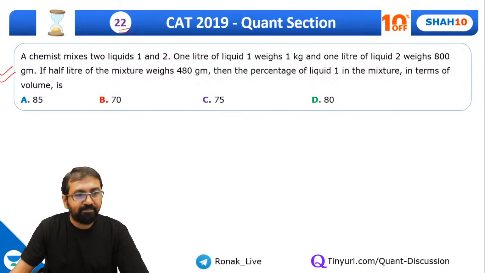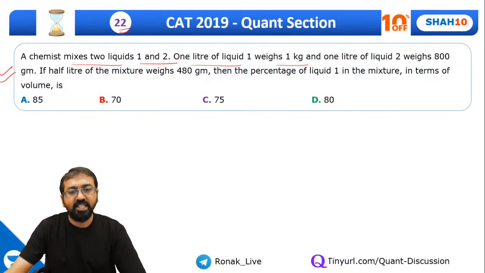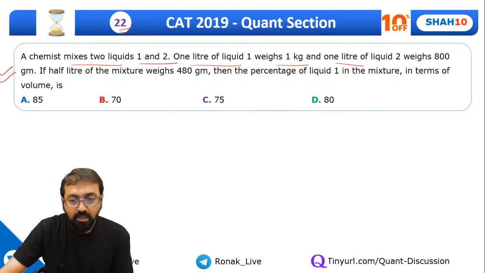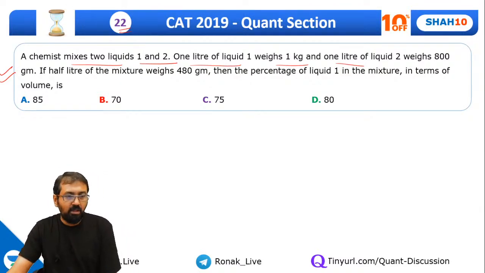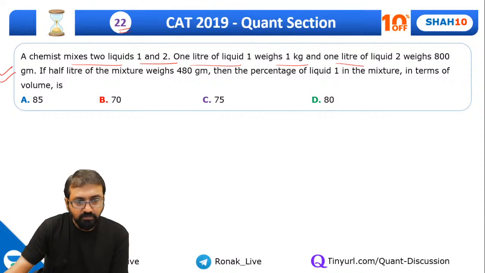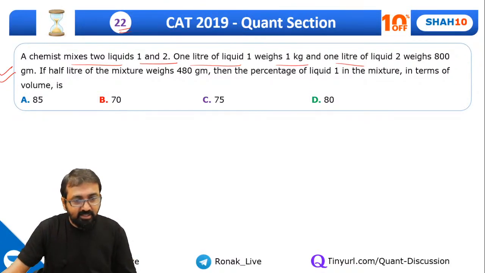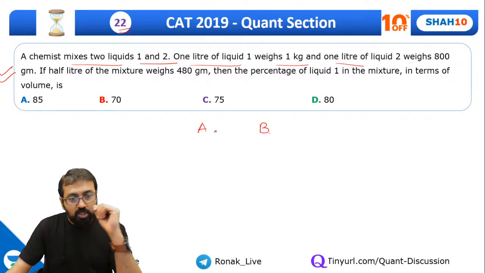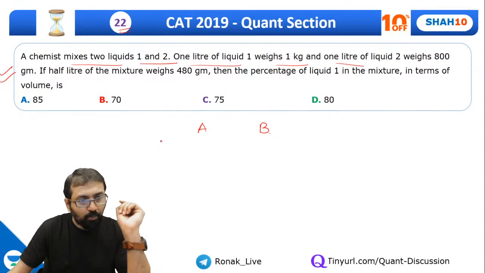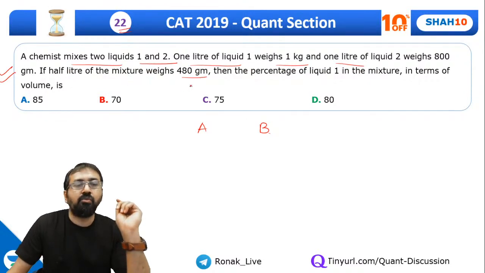I'm sure you should be able to do it quickly. A chemist mixes two liquids 1 and 2. 1 liter of liquid 1 weighs 1 kg and 1 liter of liquid 2 weighs 800 grams, right? So let's take liquid 1 as liquid A and liquid B. If half liter of mixture weighs 480 grams, right?